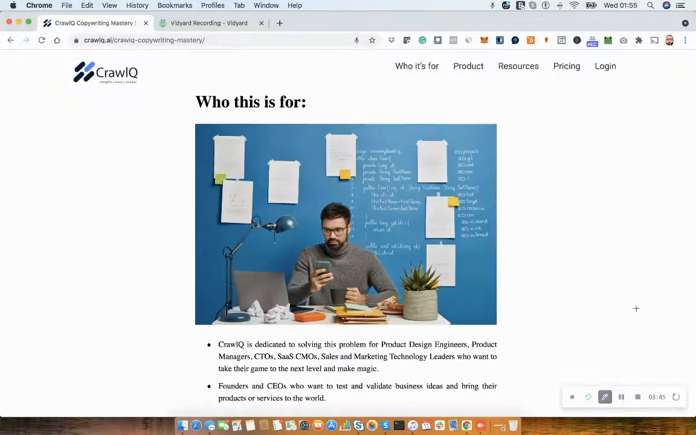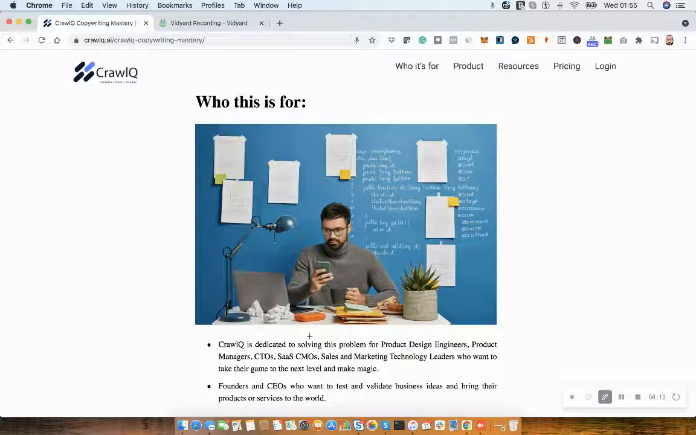Before I go into detail, I want to reiterate who this is for. This is really important. CrawlQ is dedicated to solving the problems of product design engineers, product managers, CTOs, SaaS CMOs, and sales and marketing technology leaders who want to take their content creation and product idea validation to the next level.